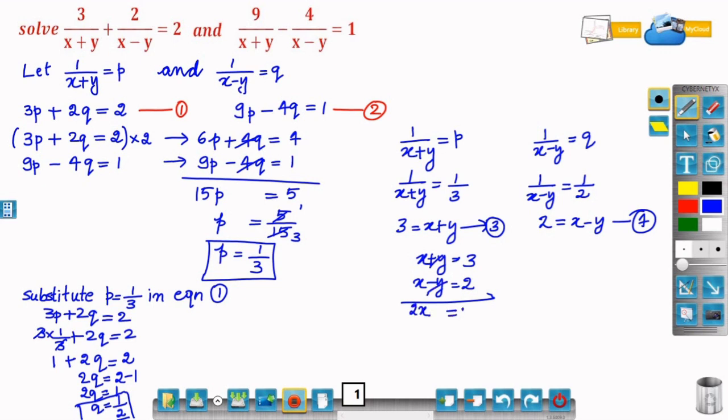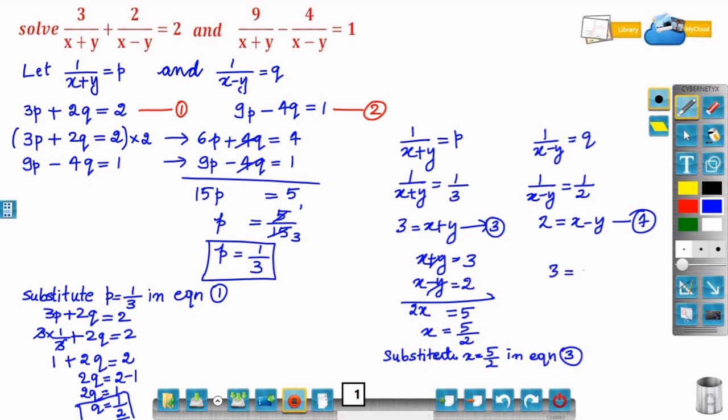x plus y is equal to 3, x minus y is equal to 2. Plus y minus y gets cancelled. x plus x is 2x. 3 plus 2 is 5. So x is equal to 5 by 2. Now substitute x is equal to 5 by 2 in equation 3.